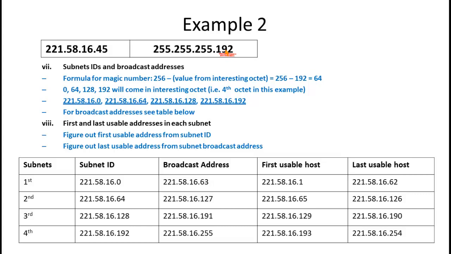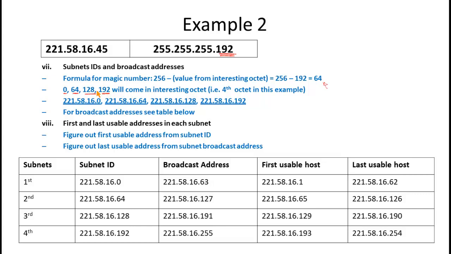So from 256 we have subtracted the value of the octet of interest, and we got the magic number 64. And now we will start from 0 and add the magic number to it. We got this value, and to this value again we added the magic number, and we got 128. To this 128 we again added the magic number, and we got 192. So these are our 4 subnets.